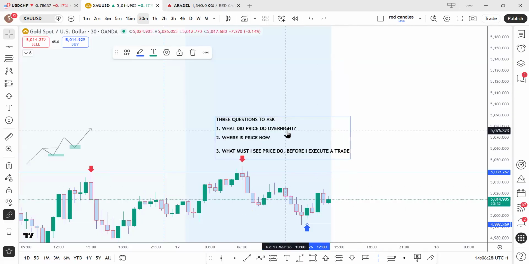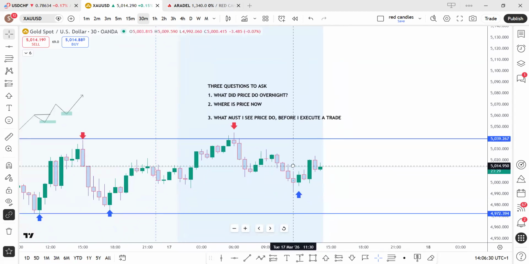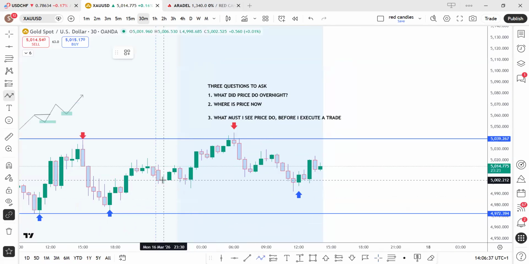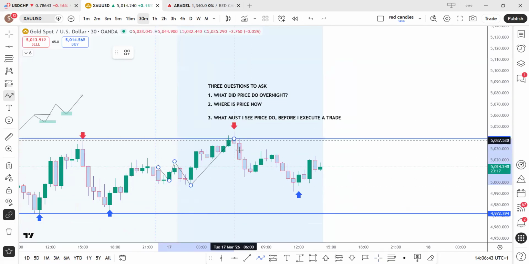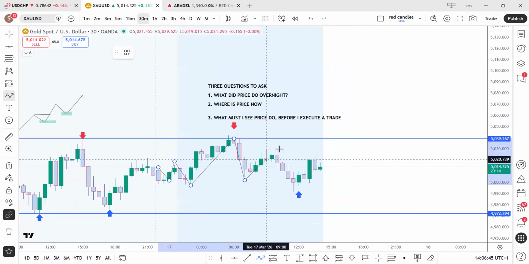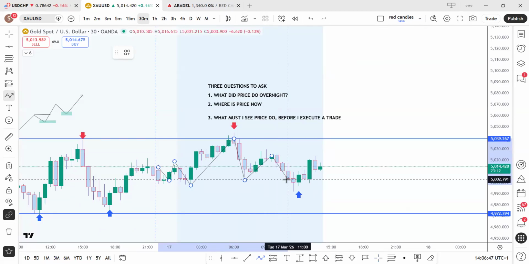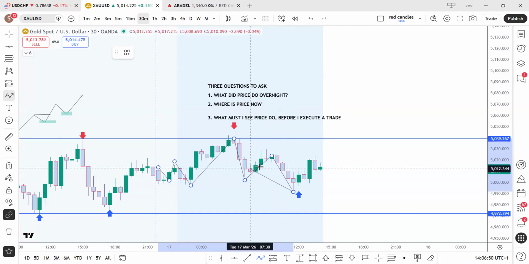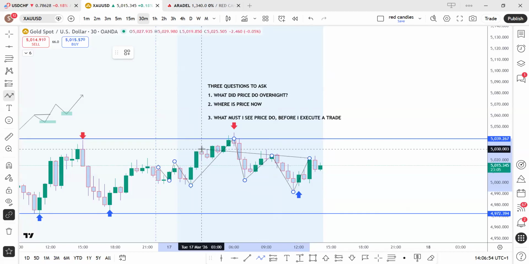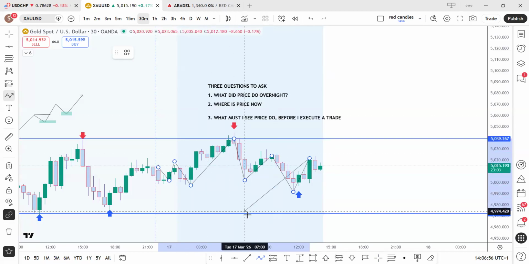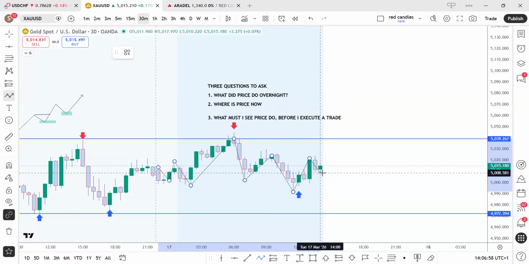Okay, so let's go through our questions here. What did price do overnight? So essentially, we can see that price has just been going sideways, right? It started from somewhere here, came down a bit, went up again, came down again, went all the way up, came down, went up. We can't see proper break of structures here, right? It's just continuing in this sideways movement between the top here and the bottoms here, right? So right now it's somewhere here.